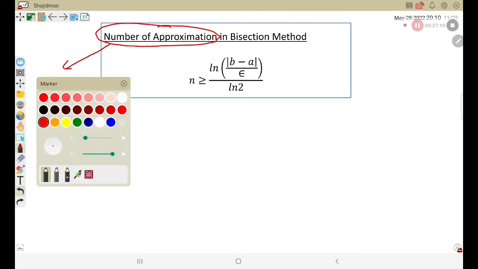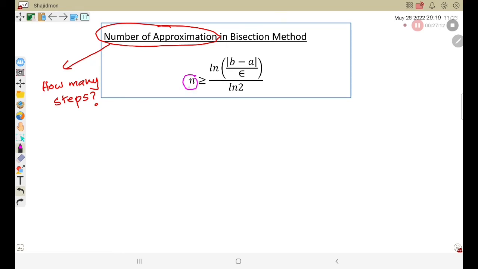See, here I have written one rule. What is the rule? N. N means how many steps? Number of approximation. How many numbers will the computer take? N is greater than or equal to ln of absolute B minus A divided by E, all divided by ln 2.